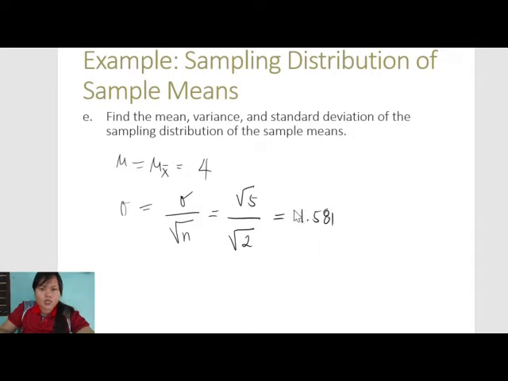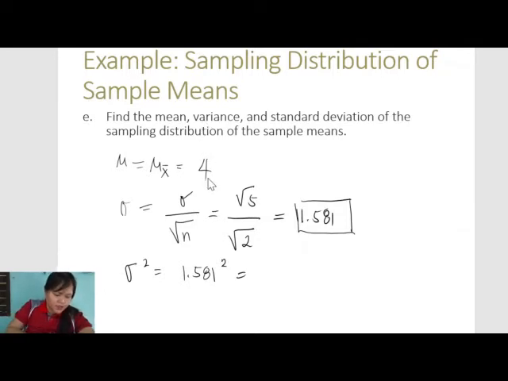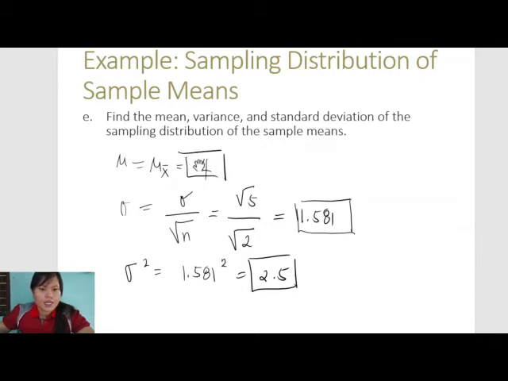So again, that is the standard deviation, which is all that was asked. As for the variance, the variance is just the standard deviation squared. So 1.581 squared is 2.5. So these are our values for the standard deviation and the variance.